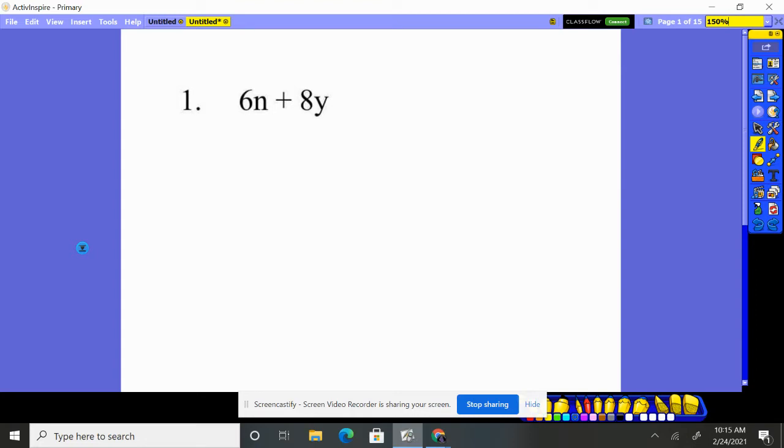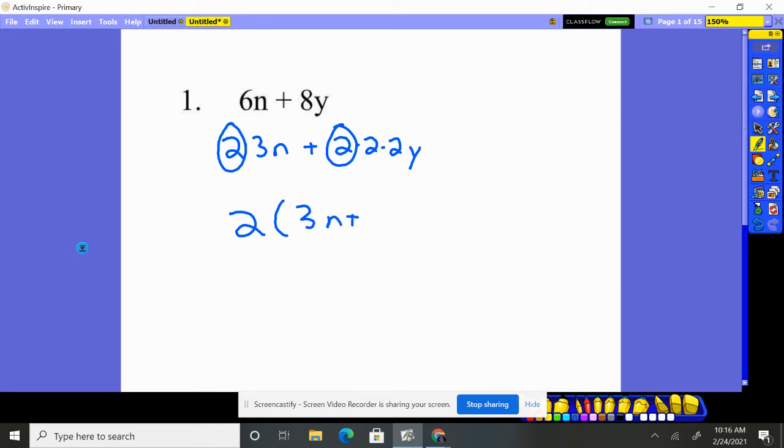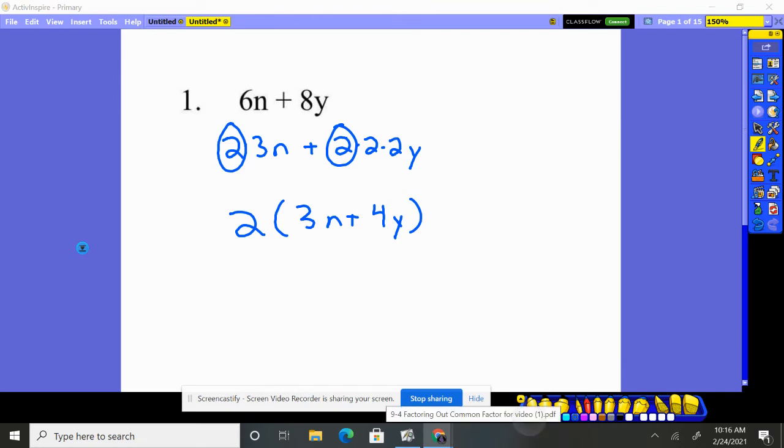But if we broke it down and we broke the 6 down to its prime factorization of 2 times 3n plus 8 breaks down to 2 times 2 times 2 times y, we then would see, hey, he has a 2, he has a 2, and that's the only thing they share. So a 2 factors out, and you're left behind with a 3n plus 2 times 2 is 4y. Okay? That's how, if you wanted to break it down, you could do it.